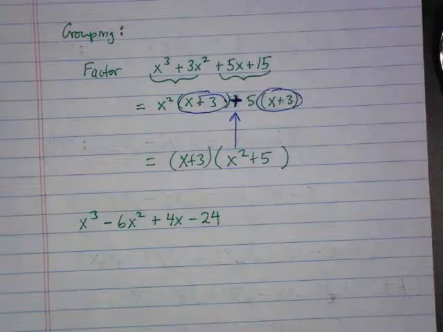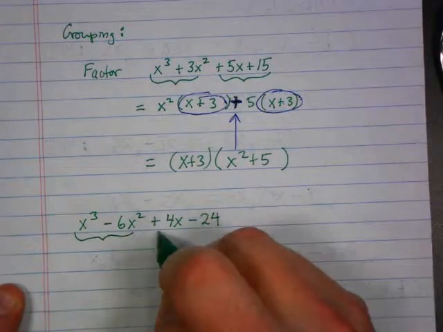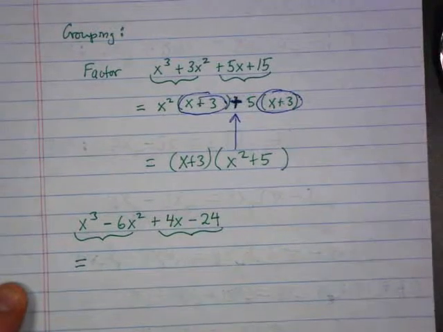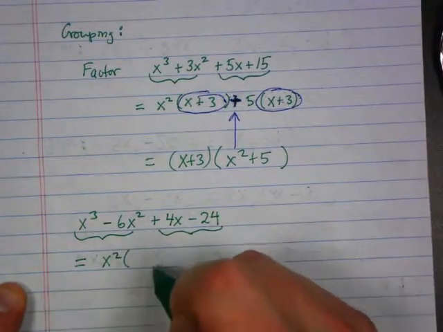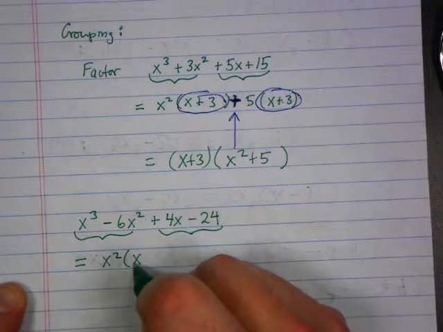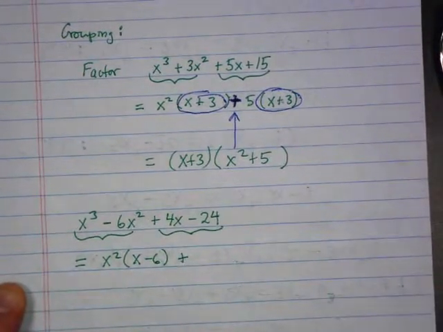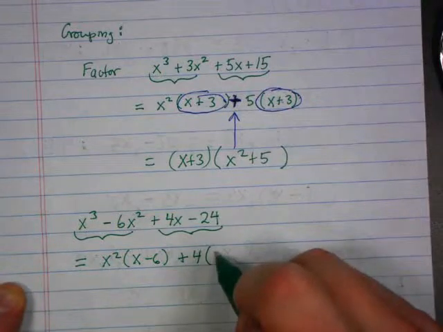Okay, so once again, how many pieces are there? There are 4 pieces. When I see 4 pieces, I'm going to group them in pairs. What's common in the first pair? X squared. And left over? X minus 6. Plus, what's common in the second pair? 4. And left over, x minus 6.